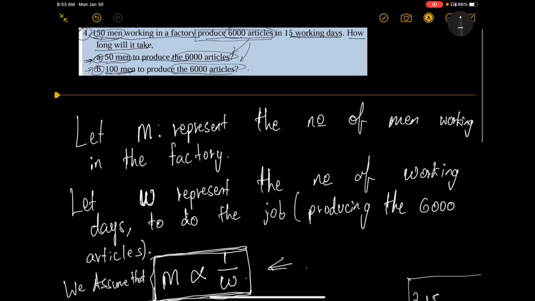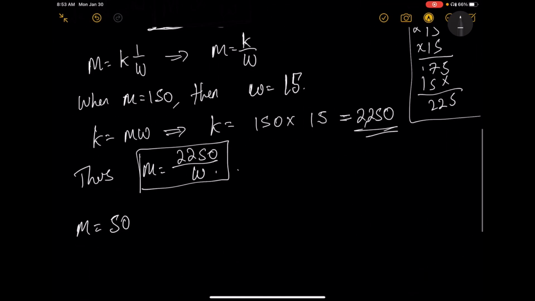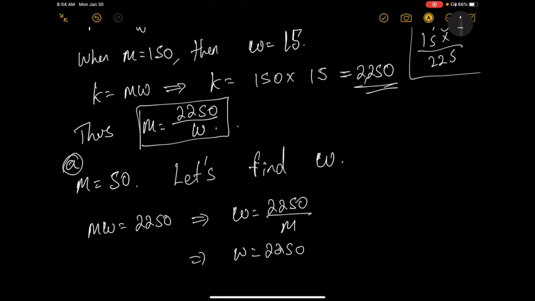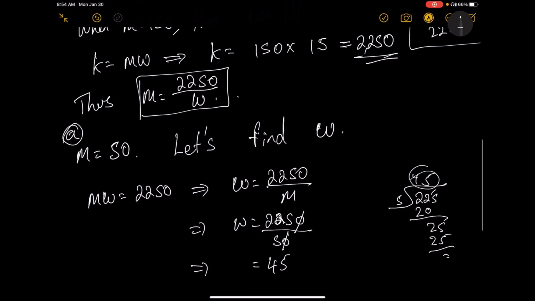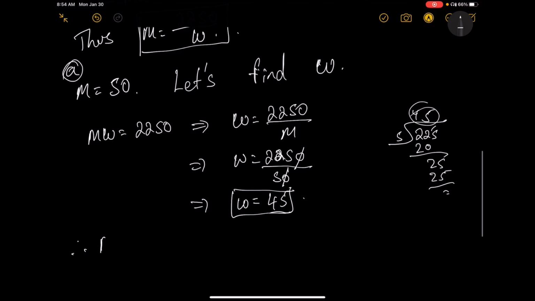Now for 50 men to produce the 6000 articles, m becomes 50. Let's find w for question a. We know that m times w is equal to 2250, which implies w is equal to 2250 over m, which is 2250 over 50, which is 45. This implies that when 50 men work on the job, it will take them 45 days.